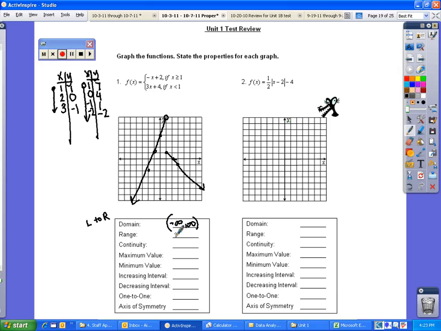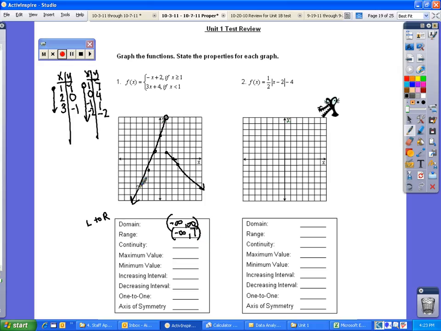So where does it start? Where does it stop? My range, I don't know where this is going to continue down to, so my range is going to start at negative infinity. However, this graph only goes up to 7. So therefore, 7 is the cap, and I'm going to not include 7. So that would mean that I'm going to use a curved parenthesis.